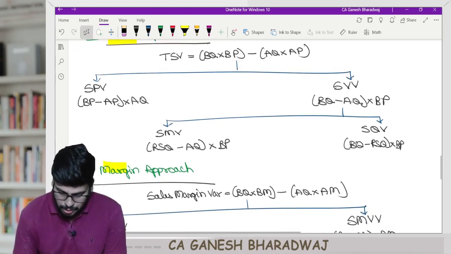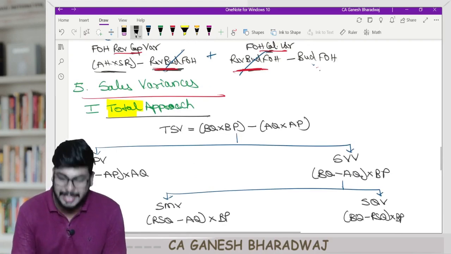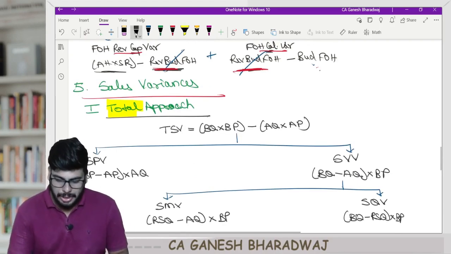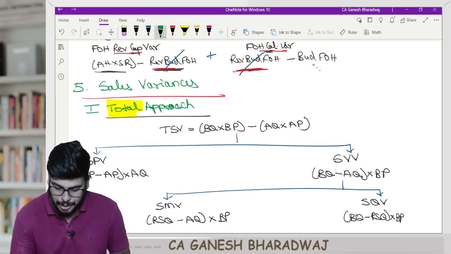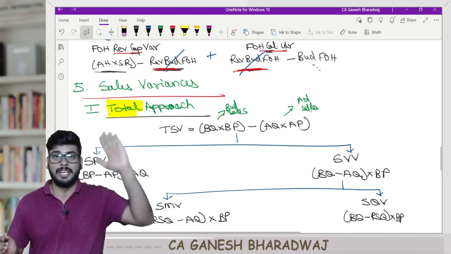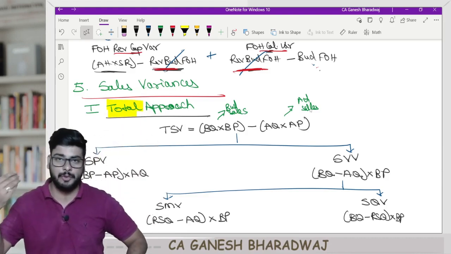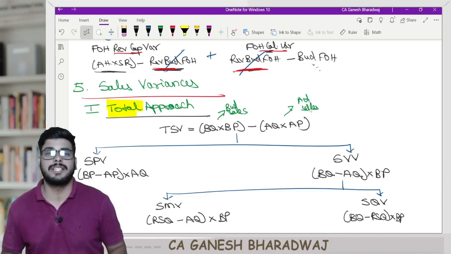The other one is called the margin approach, right? So what does this total approach stand for? Very simple. This total approach basically captures your budgeted sales minus actual sales. Are you clear with this? Budgeted sales minus actual sales. What is the sales that you should have made? Basically the sales that you budgeted minus whatever sales you have actually made.